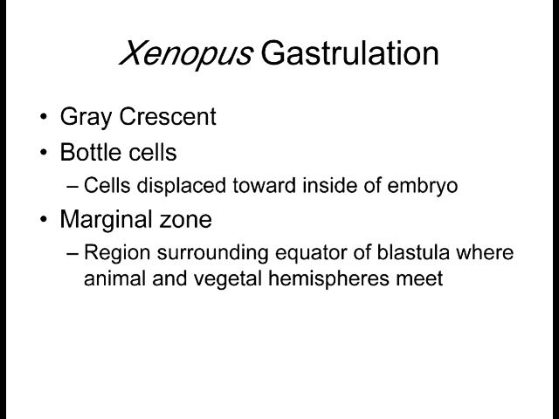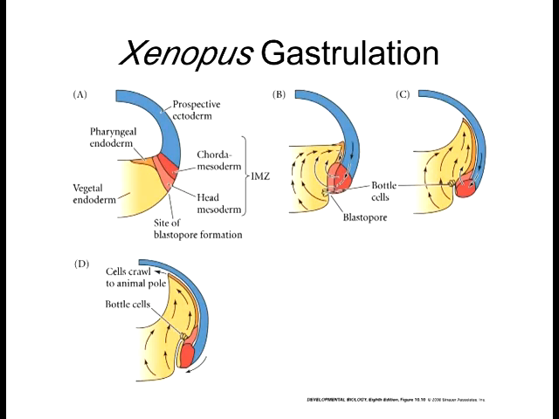Now, the gray crescent, if you remember, that's the region that after cortical rotation, you get this tiny gray area. So right there, that gray crescent right there. This is where the first gastrulation movements occur. So right here at this gray crescent, the first thing that happens is there are some cells which we call the bottle cells. The reason why they call them bottle cells is because they're kind of oblong in one area and fatter down in the other area. They look like a bottle. These bottle cells start what we call the involution process.